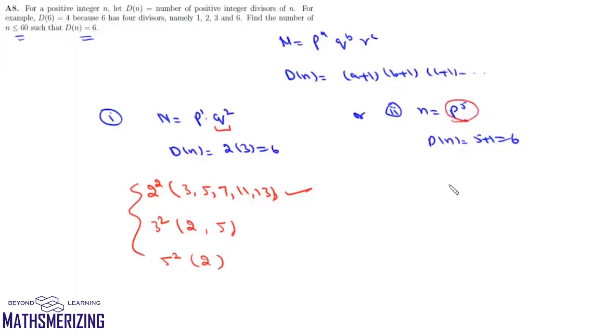Now for the second form, the only possible value is 2 to the power 5. So how many such numbers are possible? We have 5 plus 2 is 7, 7 plus 1 is 8, 8 plus 1 is 9. So we have 9 such numbers. The number of such numbers is simply 9, and that is the answer to this question.